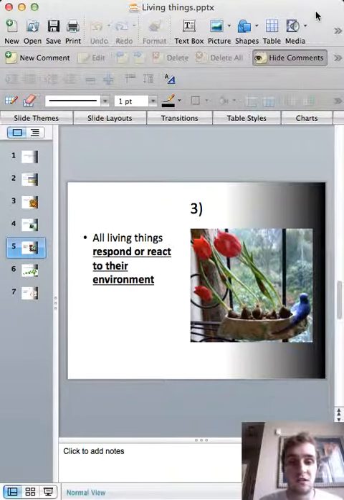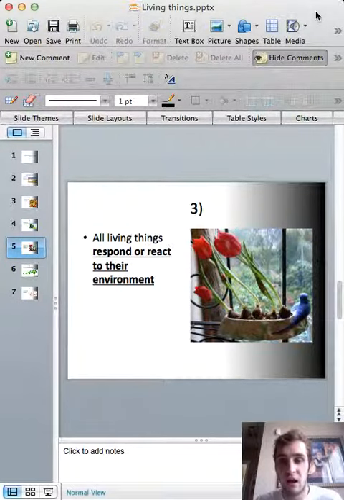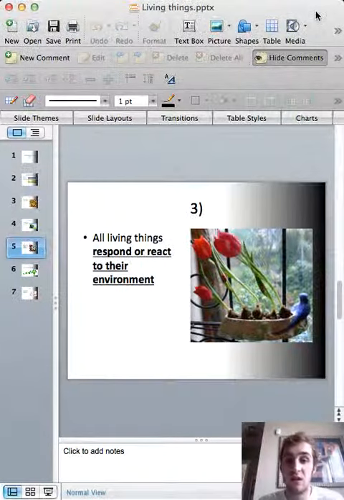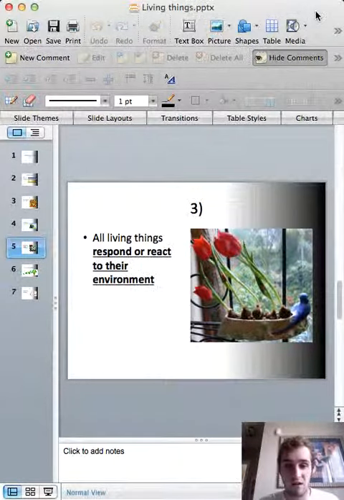Now, the third characteristic is that all living things respond or react to their environment. We obviously do this all day long, but how do plants and trees react to their environment? Well, what would happen if you just pulled a flower right out of the ground? It would eventually die, right? That right there is reacting to its environment. If you haven't figured it out yet, plants and trees are definitely alive.